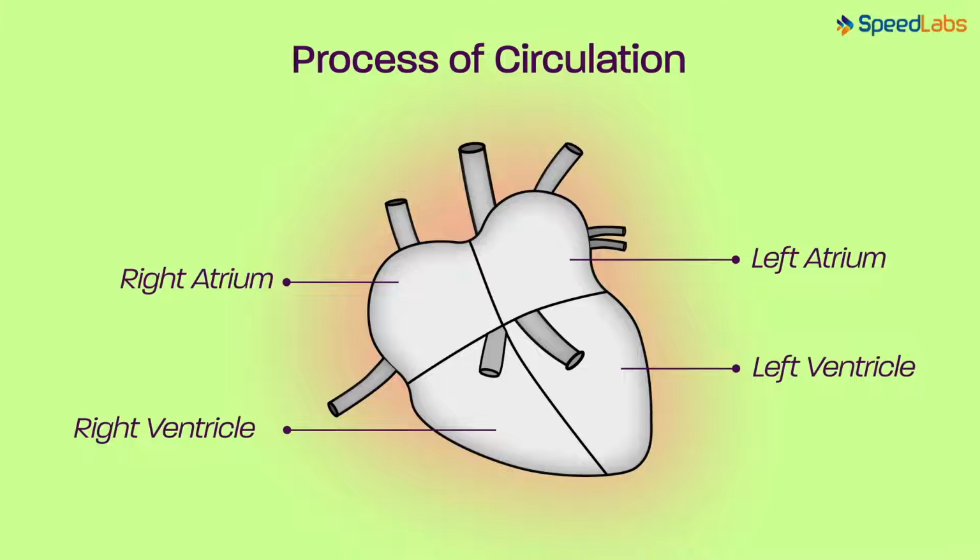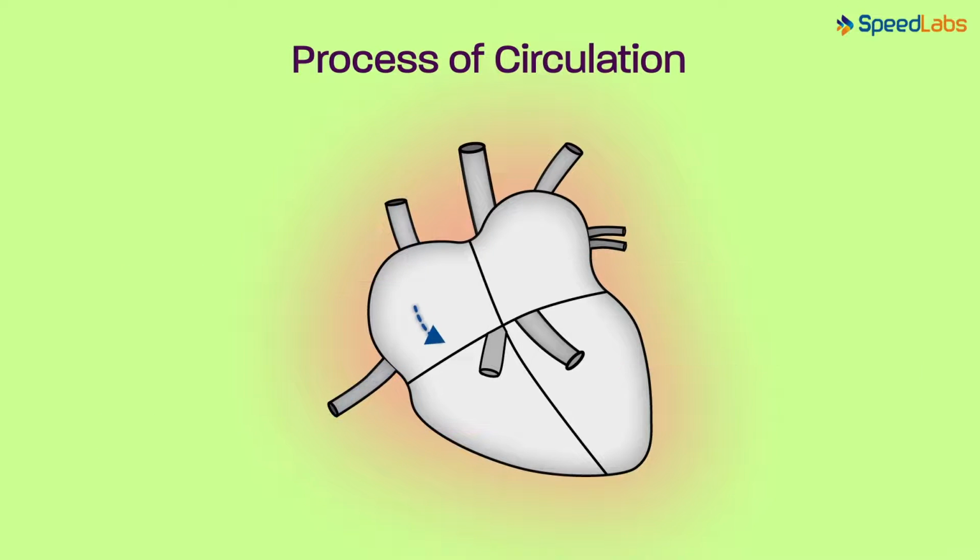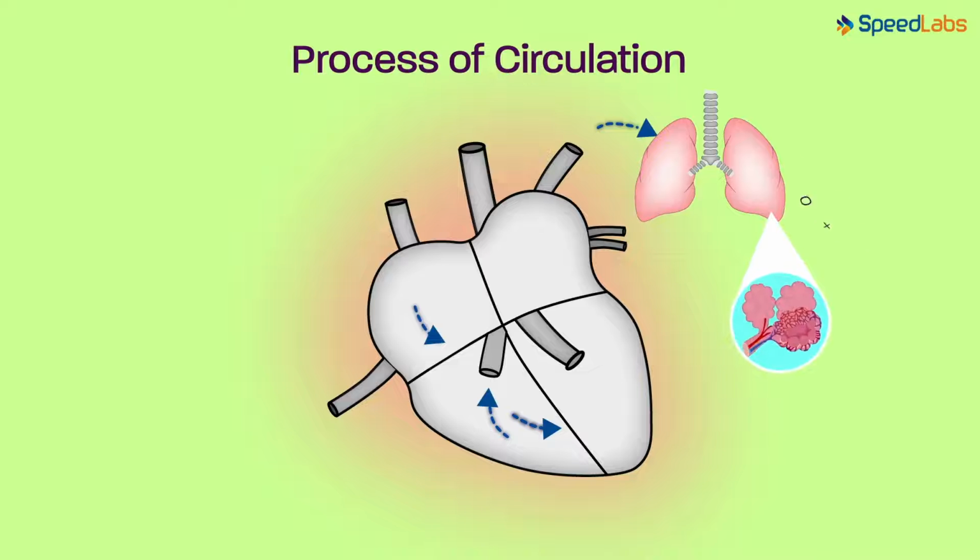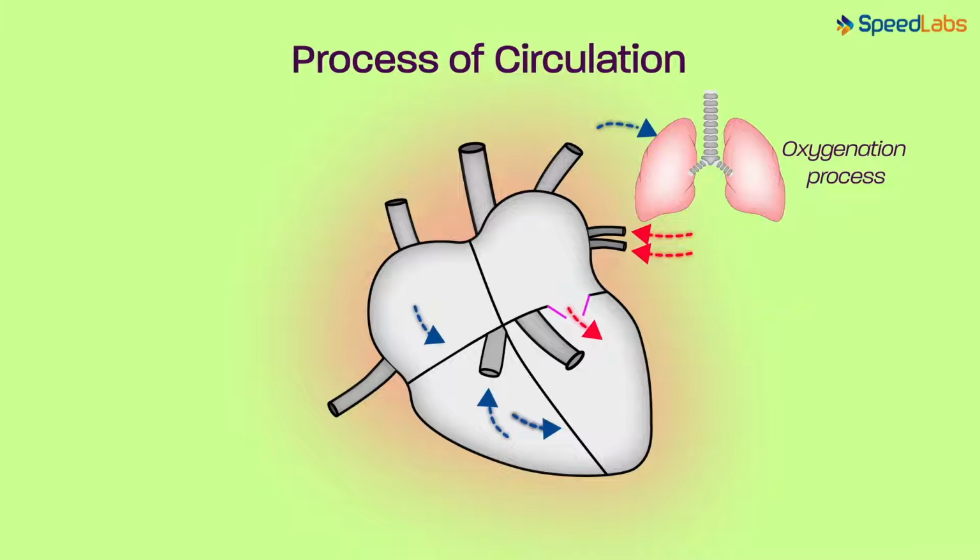So the deoxygenated blood from all over the body comes to the right atrium. From here, it is sent to the right ventricle. And where does it go from here? The right ventricle distributes it to the lungs. In the lungs, the alveoli help in the oxygenation process, thereby adding fresh oxygen to the blood. The oxygenated or pure blood is carried to the left atrium and sent further to the left ventricle. From here, the oxygenated blood is distributed all over the body.